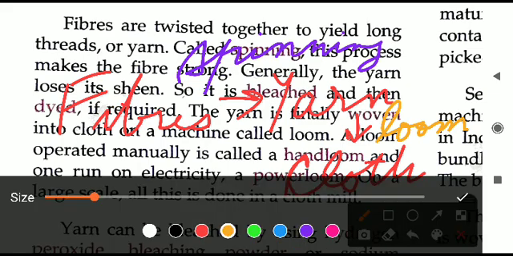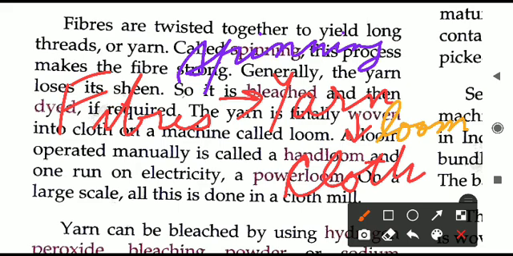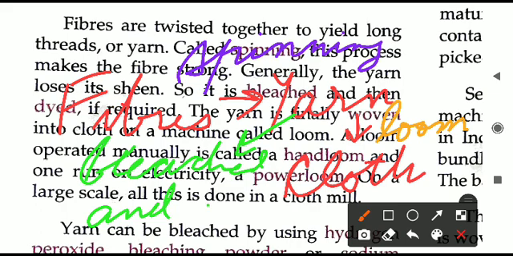In between, one more process was there. After the spinning, when the yarn is obtained, what is done there? After the spinning has been completed, the yarn is taken and it is bleached, and also it is dyed. So by applying a particular dye and bleach, we can give a sheen as well as we can give a particular color to the type of clothes we are producing in the cloth mill.